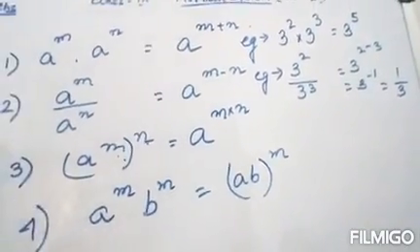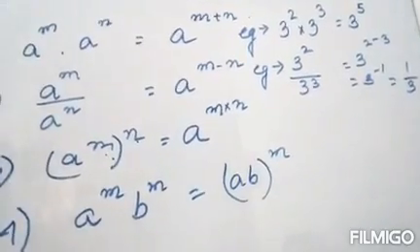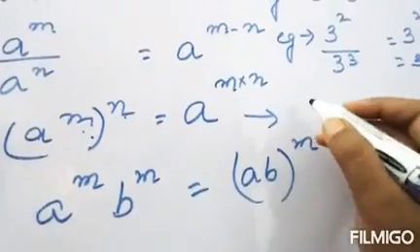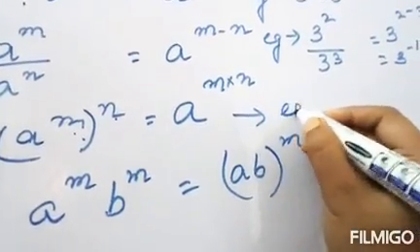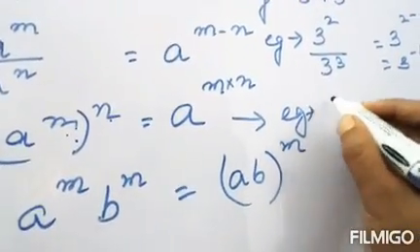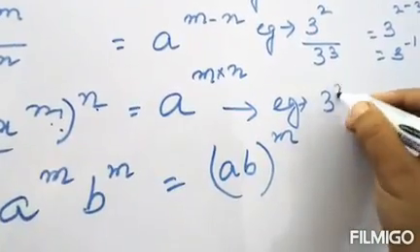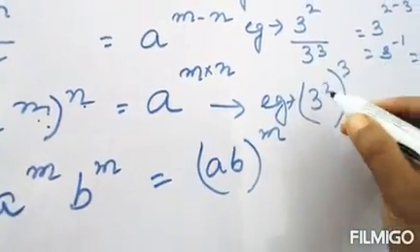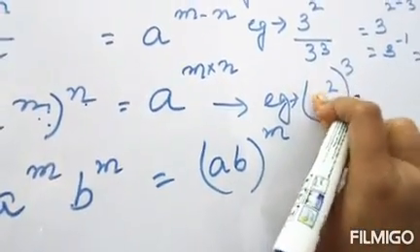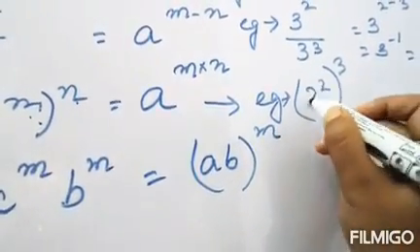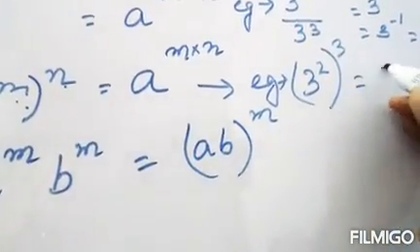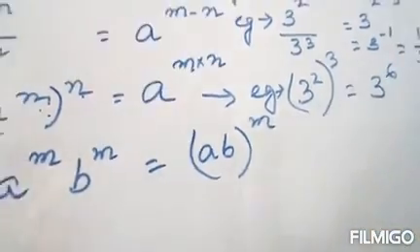Okay, next one, example of this one: 3 to the power 2 to the power 3. Wait, 3 to the power 2 to the power 3. So we can write directly as 3 to the power 6.